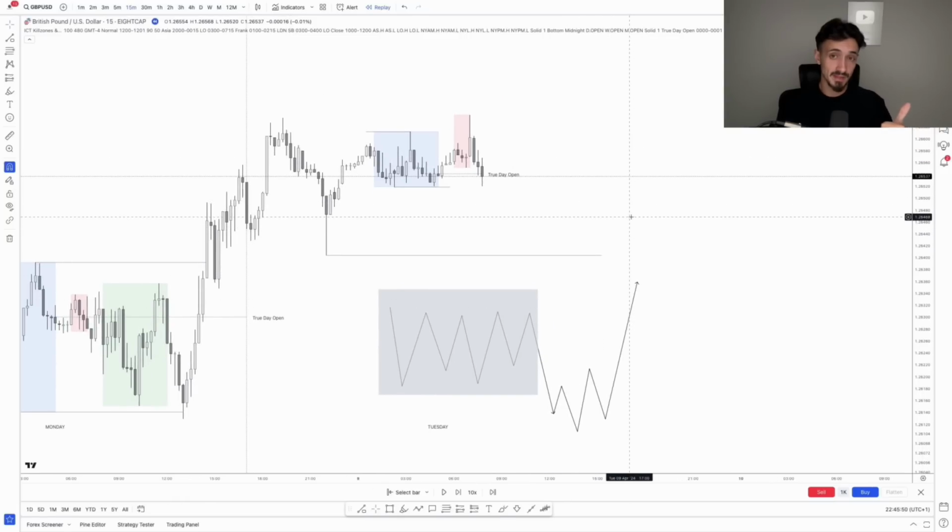So what we're waiting for, because number one, we have our bias, we are looking for longs. That's step number one. If you don't have a bias, you don't have a trade. Number two, we need to identify our liquidity pool, and our liquidity pool is right here.